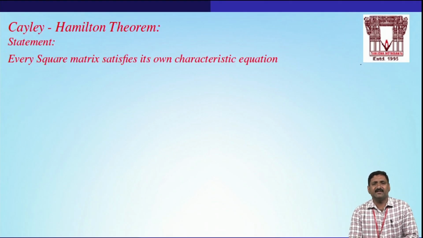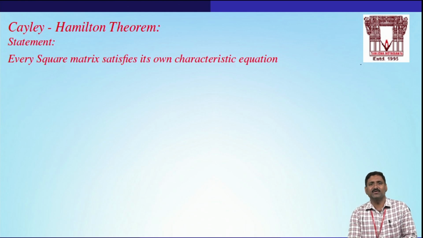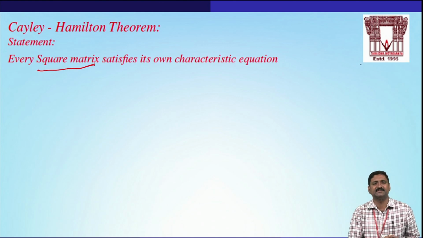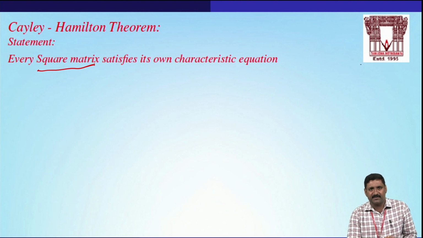Now, what is the Cayley Hamilton theorem? The statement is: every square matrix satisfies its own characteristic equation. It means, if you want to know whether the Cayley Hamilton theorem is applicable or not, first of all we need to take a square matrix. After taking the square matrix, we will find the characteristic matrix and the determinant of the characteristic matrix. You will get the characteristic polynomial involving lambda. We will equate it to 0. That is, you will get the characteristic equation.